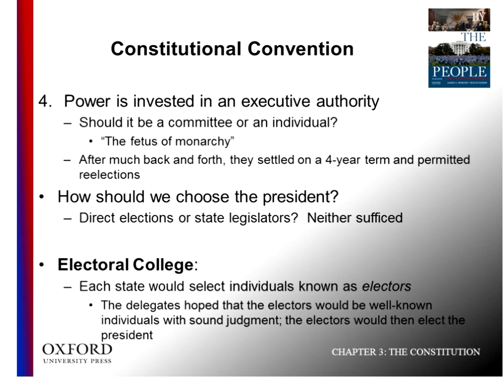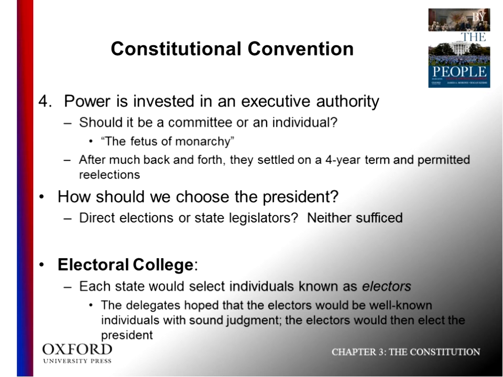Now, originally, they weren't sure, should we have a committee or should we have just one individual? And they kind of feared that if it was an executive committee, it would almost be like what one founder called the fetus of monarchy, that these would be the next American aristocracy. So after much back and forth, they decided there would be one person, and they would settle on a four-year term but permit re-elections.